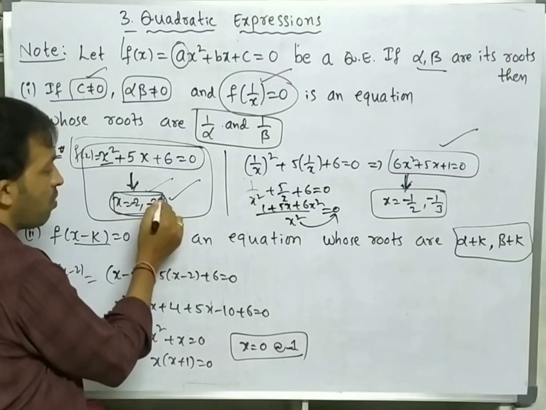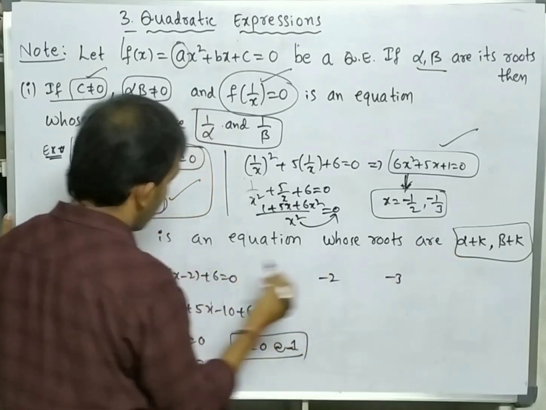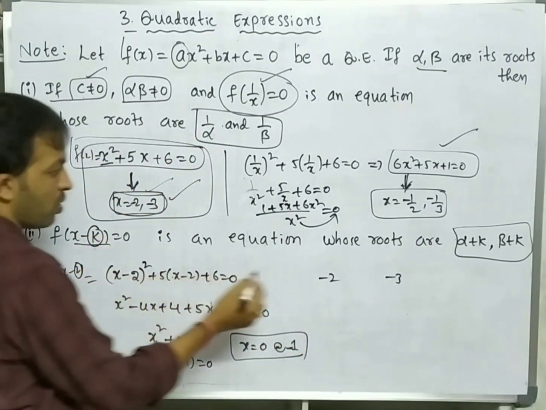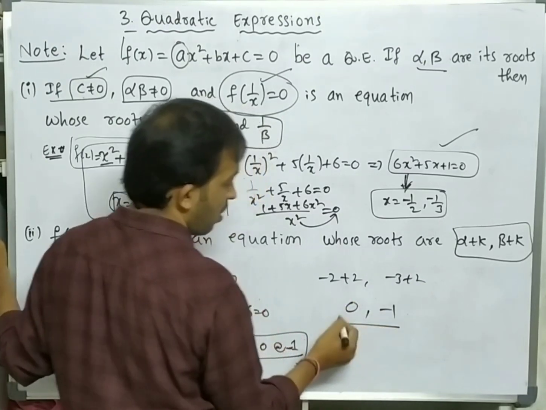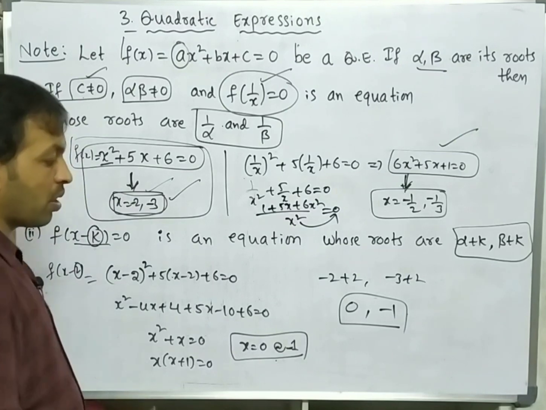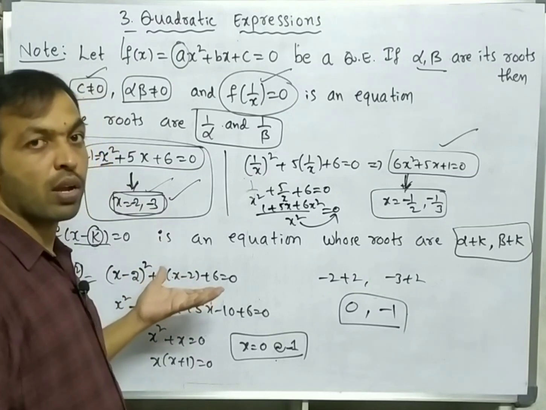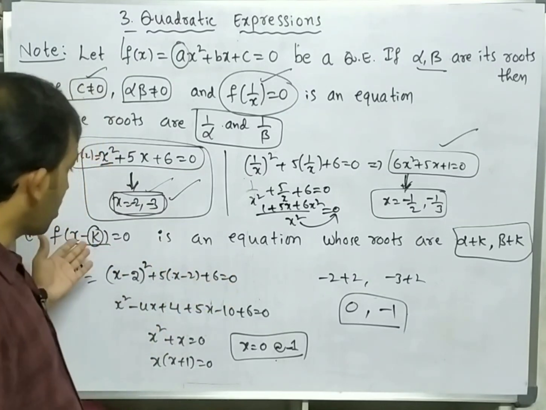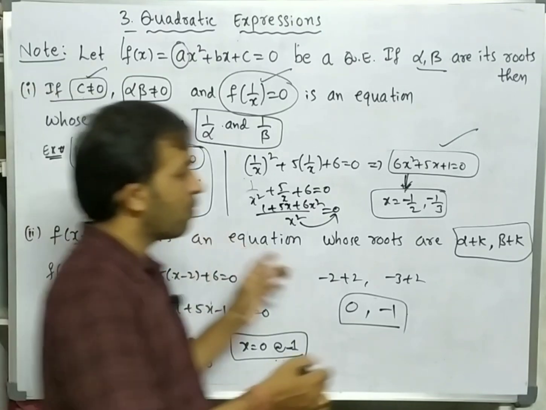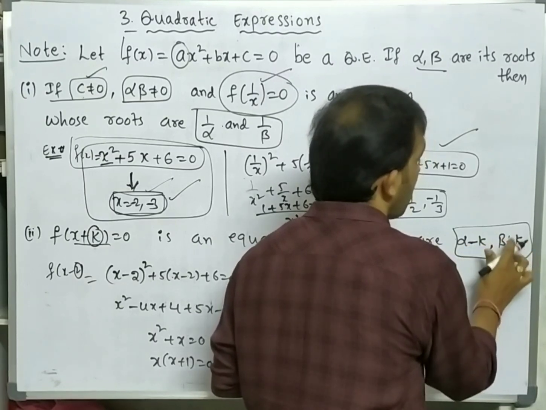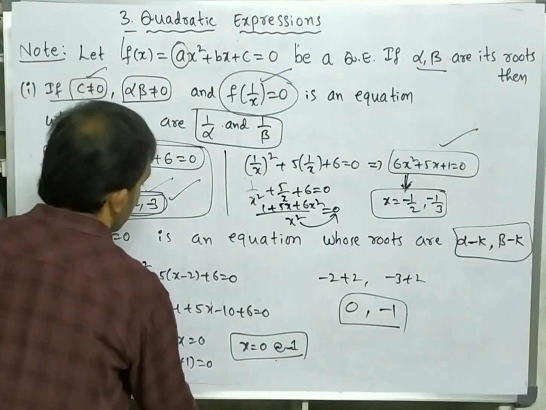So these are minus 2, minus 3. Now minus 2, minus 3 are alpha, beta, plus k. What is the value of k here? 2. That means plus 2. Minus 2 plus 2 is 0, minus 3 plus 2 is minus 1. So the resultant roots are 0, minus 1. If you practice more, you can estimate the roots in an easy way. Okay, so if we have x plus k, then we will get alpha minus k, beta minus k.